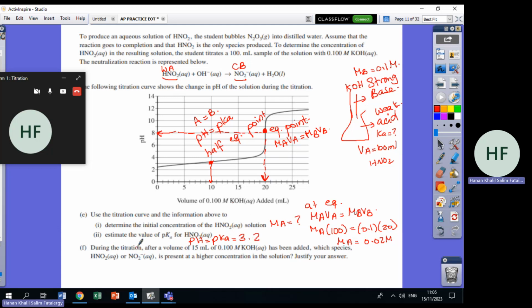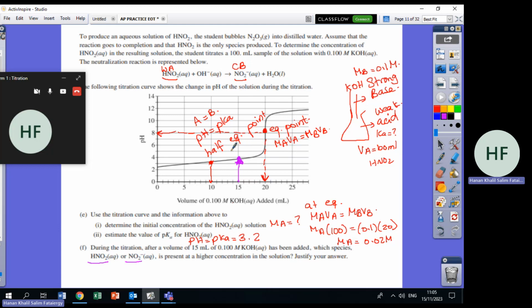Next, during the titration after a volume of 15 milliliters of KOH has been added, let's see where the 15 milliliters is. 15 milliliters of KOH, I'm talking about this point. Which species, HNO2 or NO2-, is present at a higher concentration? Justify your answer.